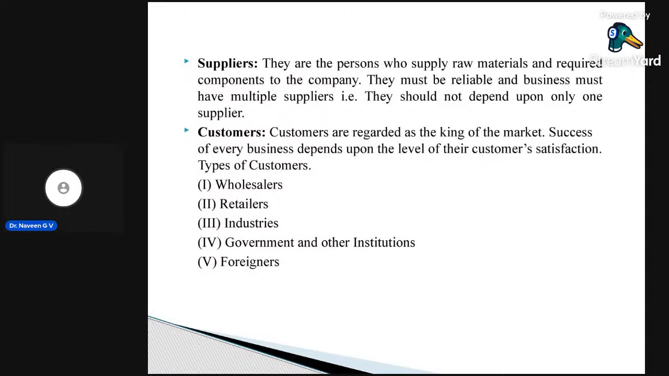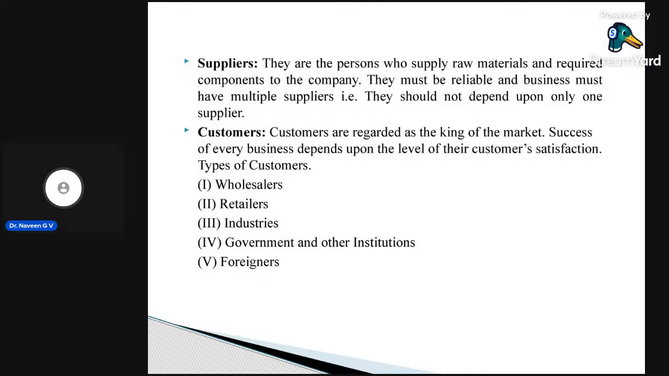Related to this, the suppliers are the persons who supply raw materials. As we know, for the manufacturing of goods and services, we require purchasing of raw materials. That is required in each and every industry, including the required components of the company. They must be reliable and the company must have multiple suppliers. Many times suppliers do not regularly provide raw materials, and in some circumstances they may become sick. In those circumstances, we need multiple suppliers. Yesterday we discussed this.